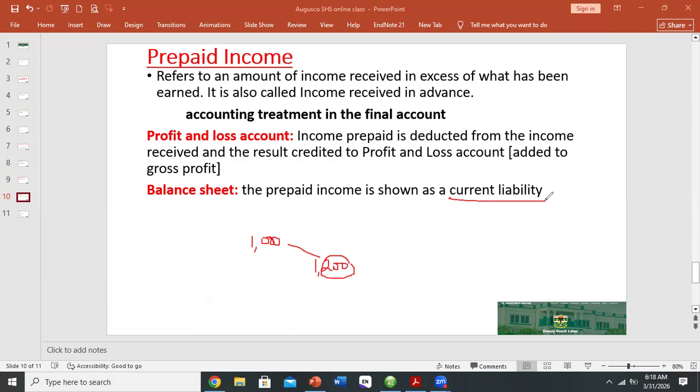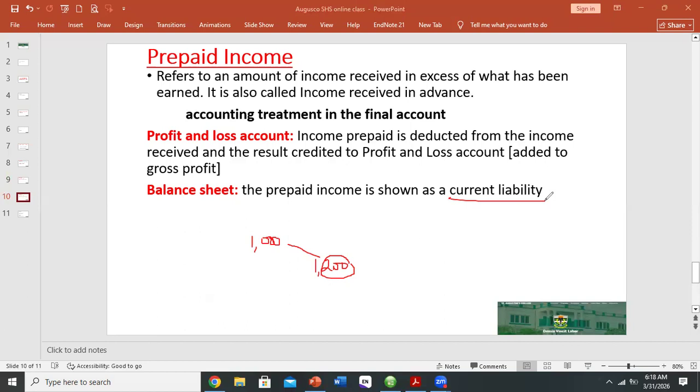200 cedis, and then it happens that he sends you 250 Ghana cedis. If you are looking at your account for that month, you cannot see the 50 cedis as your bona fide pocket money because your actual pocket money should have been 200, but daddy has sent 250. So the 50 there becomes pocket money received in advance or prepaid pocket money.